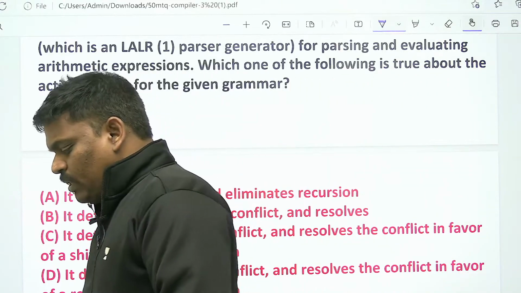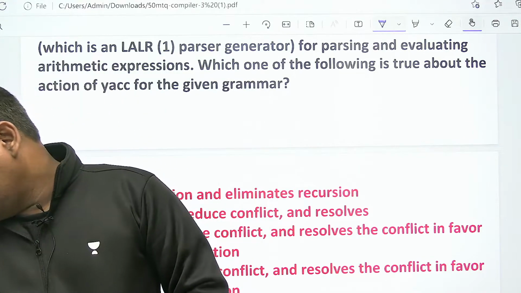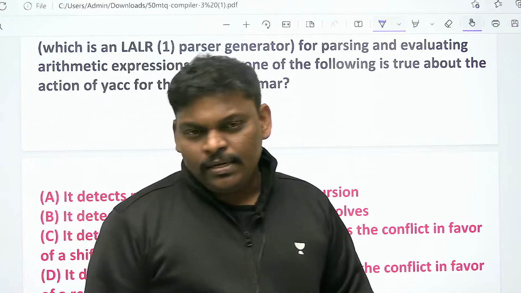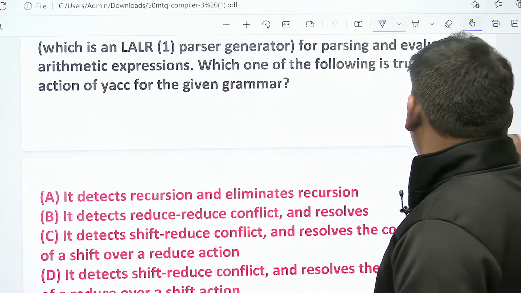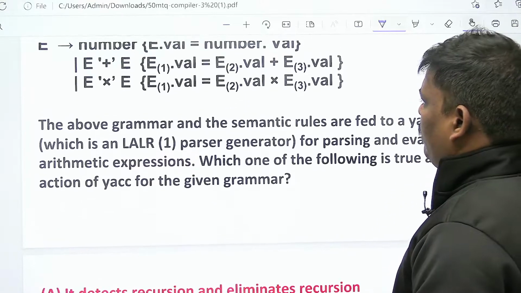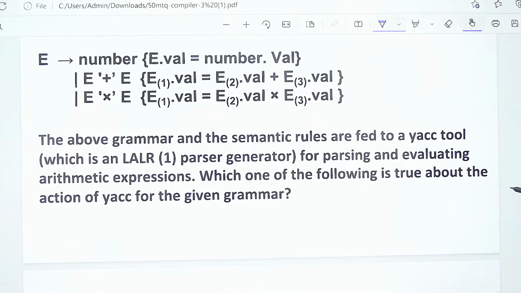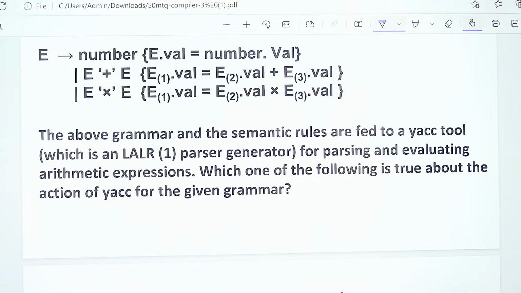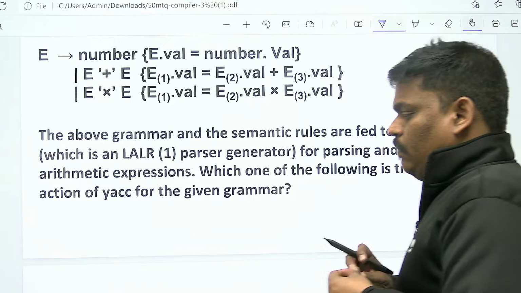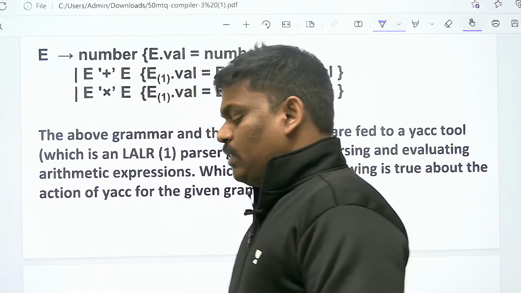So what is the answer you are thinking? It is a very difficult problem. Please take care. It is a very difficult problem. So what is the answer you are thinking for this?